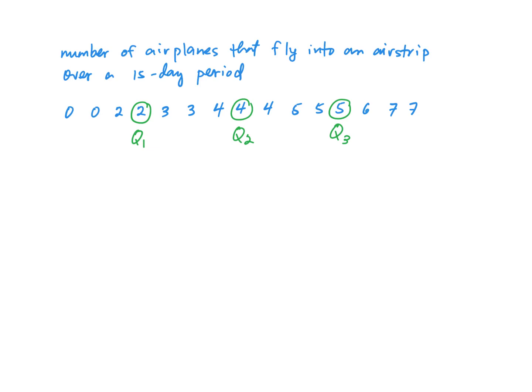Now, how do we interpret our results? Remember that what we're talking about here is the number of airplanes that fly into an airstrip over a 15-day period. So really the values that we have here are the number of planes per day over 15 days. Also keep in mind that each group is 25% of the distribution.